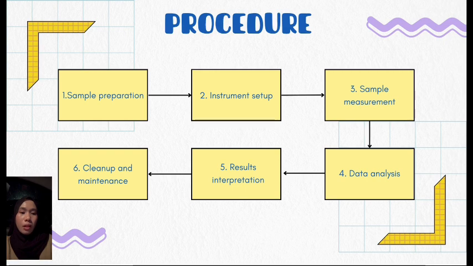Compare the sample spectrum with the reference spectrum to identify unknown compounds or confirm known ones. Number 6, carefully remove the sample from the spectrometer, then clean the sample holder and any other equipment used in the experiment. Turn off the spectrometer and turn off the software.